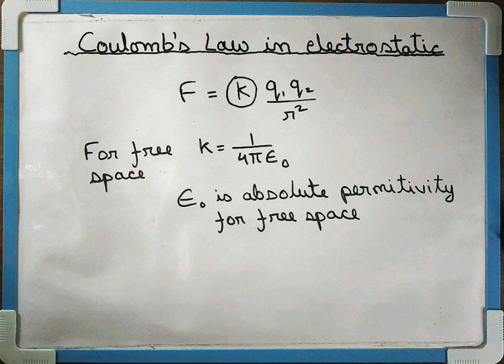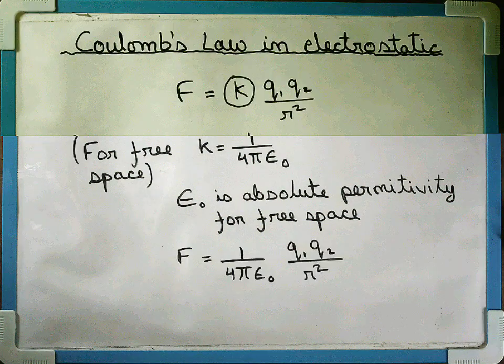So this Coulomb's law, if the charges are placed in free space or air, will be expressed as 1 by 4 pi epsilon naught Q1 Q2 divided by R square.